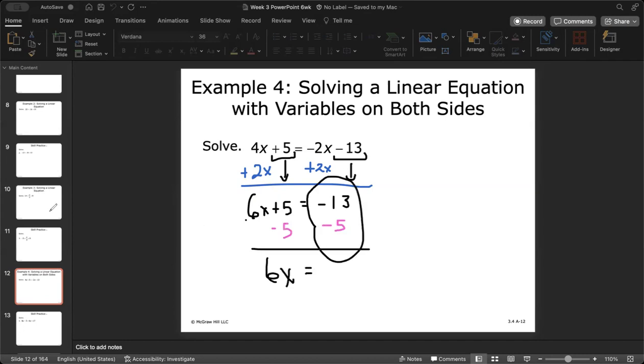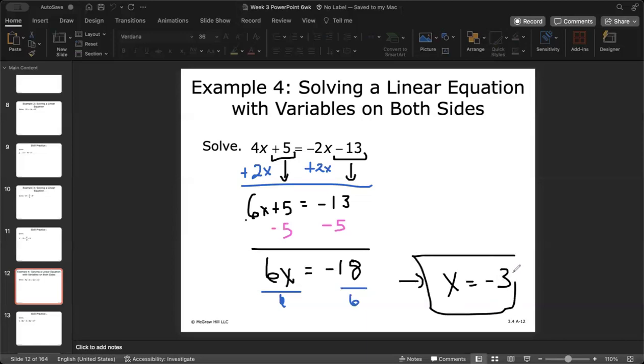Minus 13 minus 5. Always check your calculator. Check it on your calculator too if you want. Gives us a minus 18. And then we finish up the problem by dividing by 6. Divide by 6. And so that yields the final answer. x equals -3.